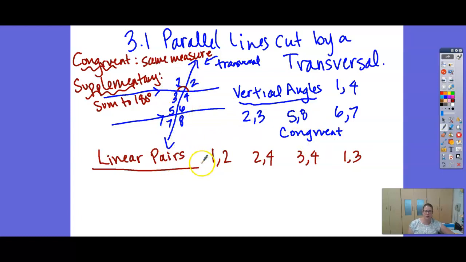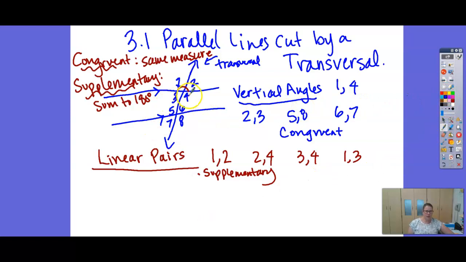Any two angles that are right next to each other on a line are called linear pairs, and those are going to be supplementary. Okay, remember, the number of degrees in a straight line is 180. So anytime you have two angles that make up a line together, they're going to be supplementary. They're going to add up to 180.